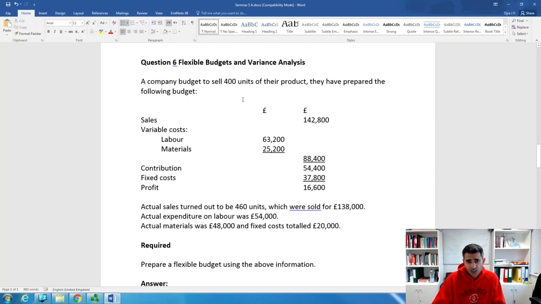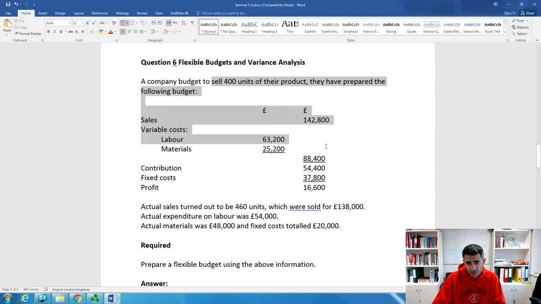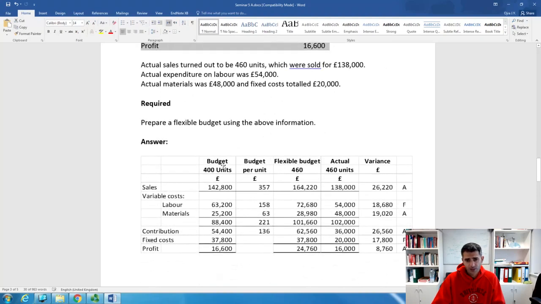As you see, this information is related to the budgeted figures, right? If you remember, related to the static budget. So what you need to do is copy and paste them and put them under this column, the first one here.